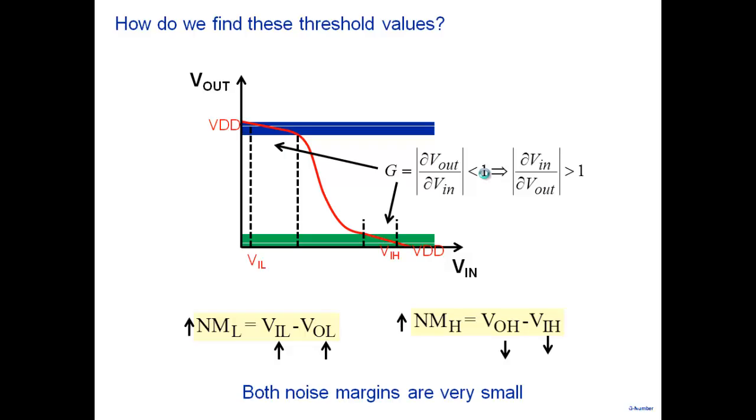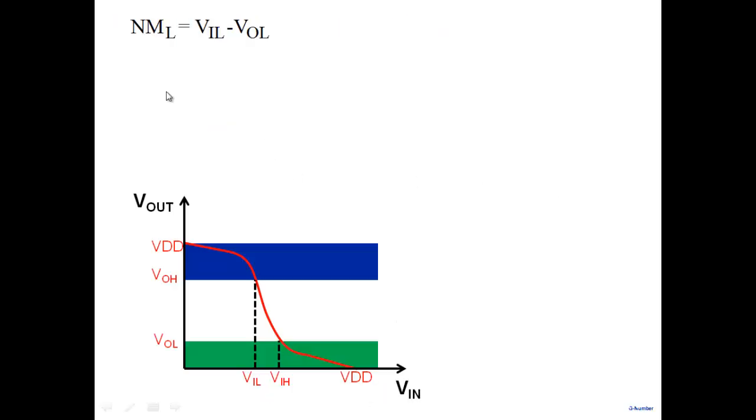Alright, okay, let's do it a little bit quantitatively. So NML is VIL minus VOL. What we are saying is, let's increase VOL, keeping in mind that both characteristics are symmetrical. We are at a certain stage where we have some NML and NMH. Increase VOL. We are still not at the maximum point. Increase VOL by a certain amount, and you're going to decrease VOH by the same amount.